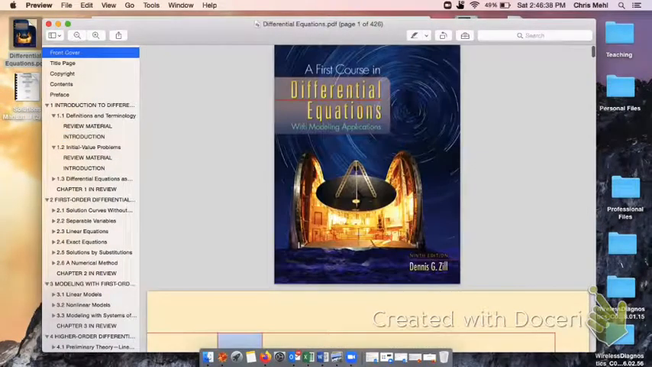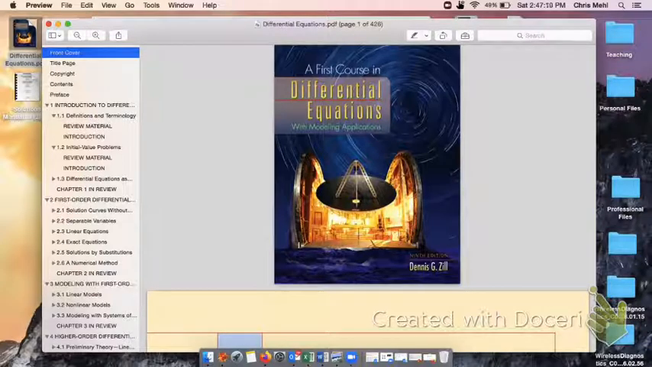The book that we're using is A First Course in Differential Equations with Modeling Applications. We're going to mainly be studying what are called ordinary differential equations, where there's only a single independent variable involved. You can do differential equations with multivariable functions, which we're not really going to be focusing on here.